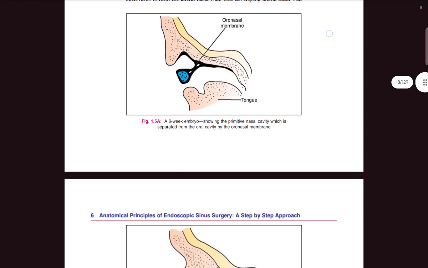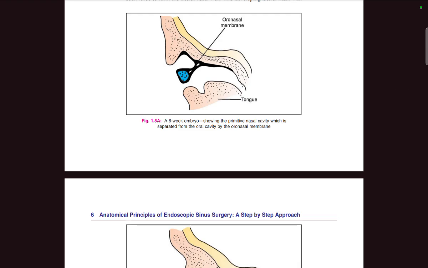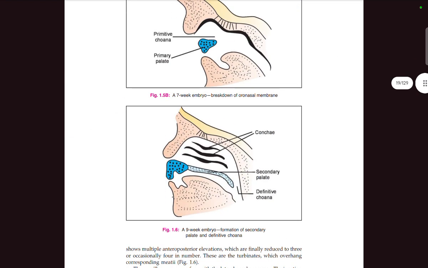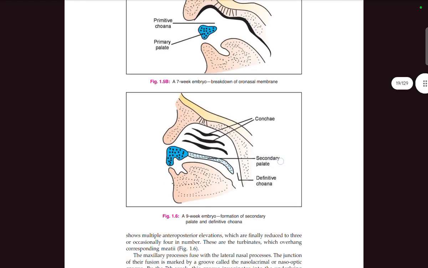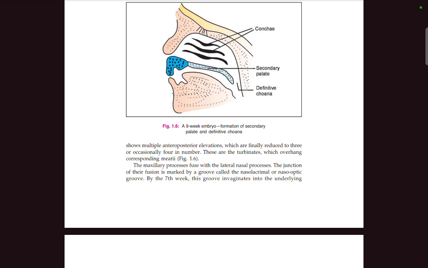Here we can see the developing lateral nasal wall, that is, the oronasal membrane, a 6-week embryo showing the primitive nasal cavity, which is separated from the oral cavity by an oronasal membrane, and we can see the tongue. We can see the 7-week embryo, breakdown of the oronasal membrane. We can see the primitive choana and primary palate. Here we can see the choana, secondary palate and definitive choana. This is the 9th-week embryo, formation of secondary palate and definitive choana.